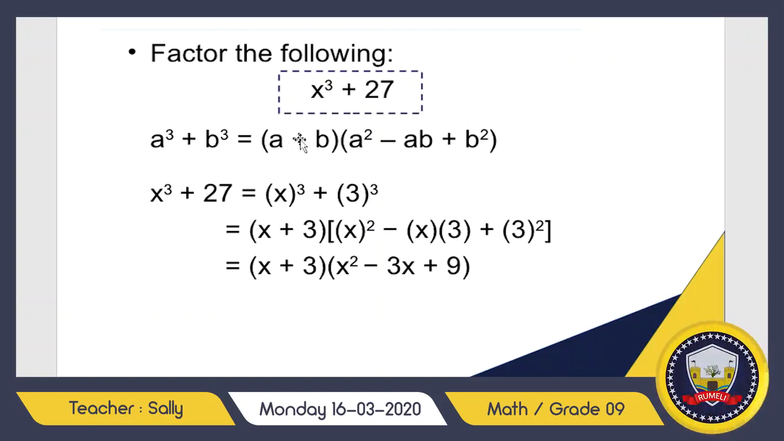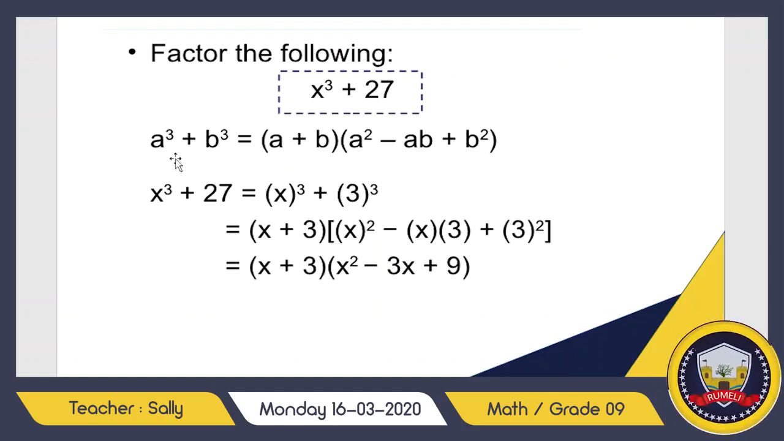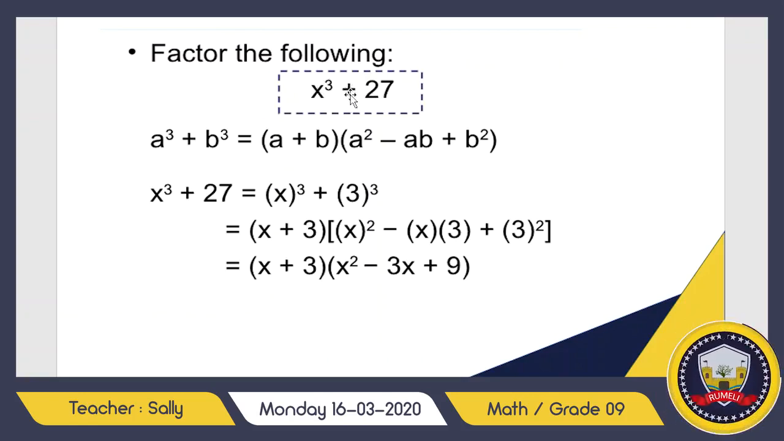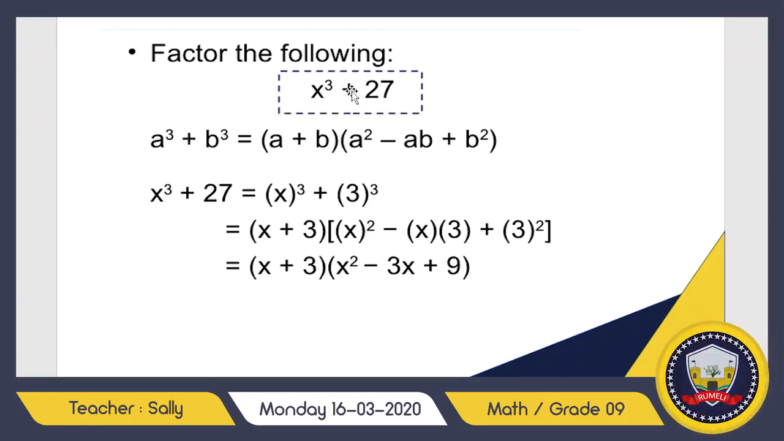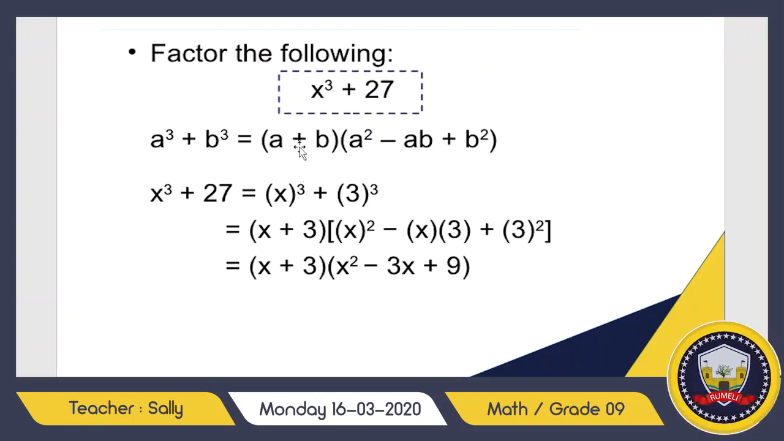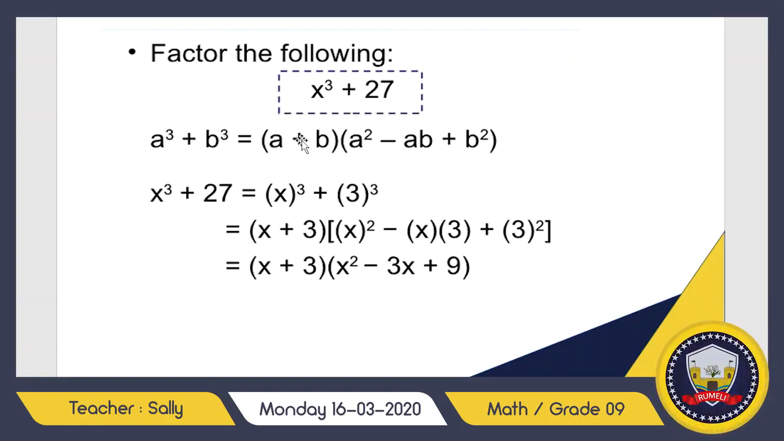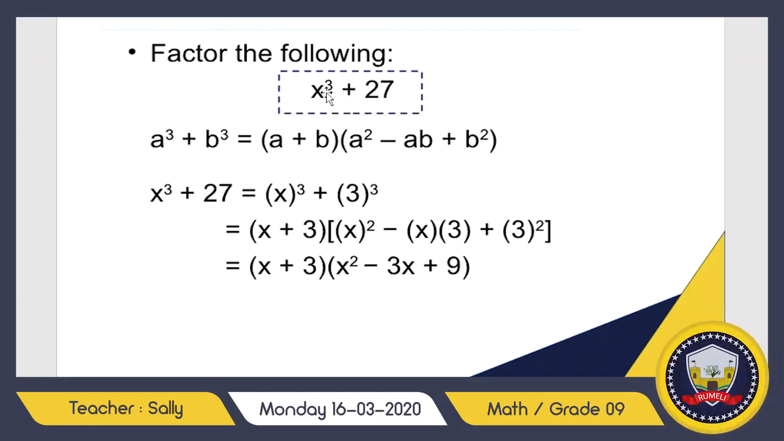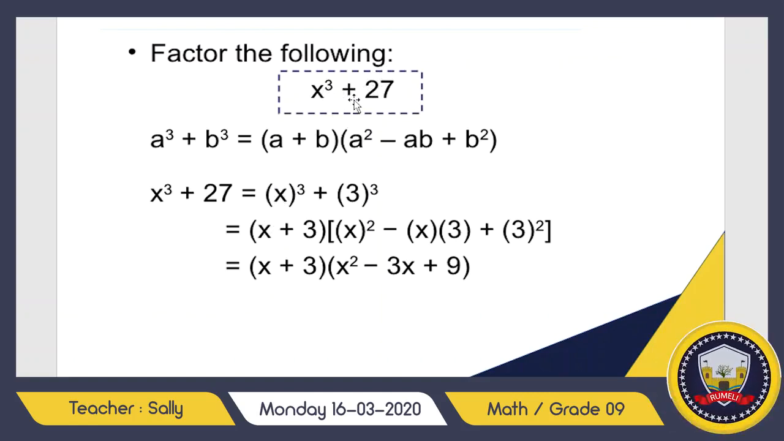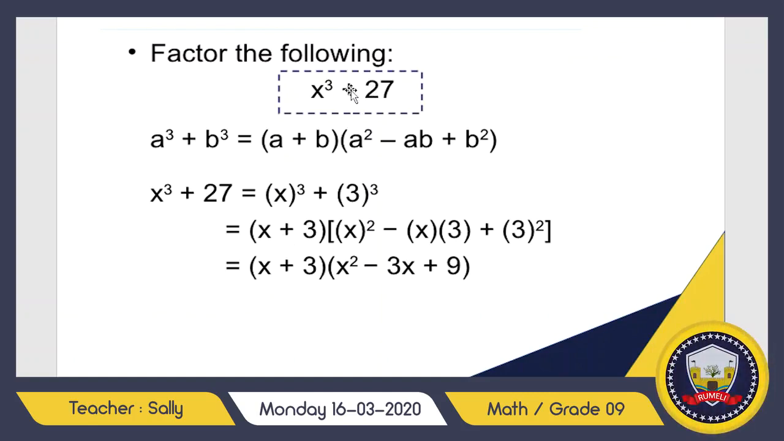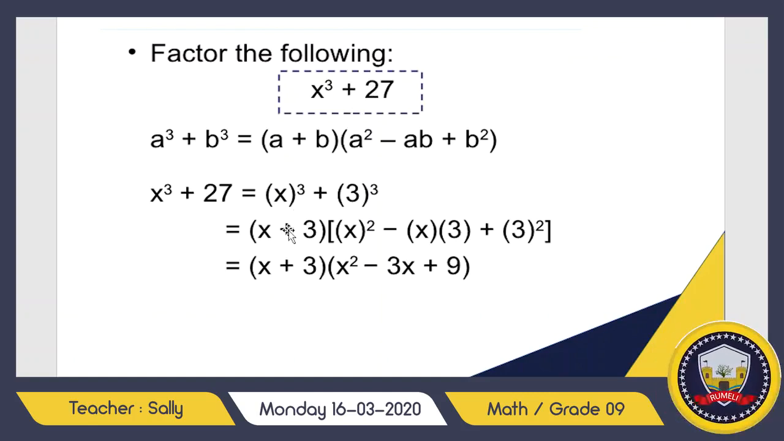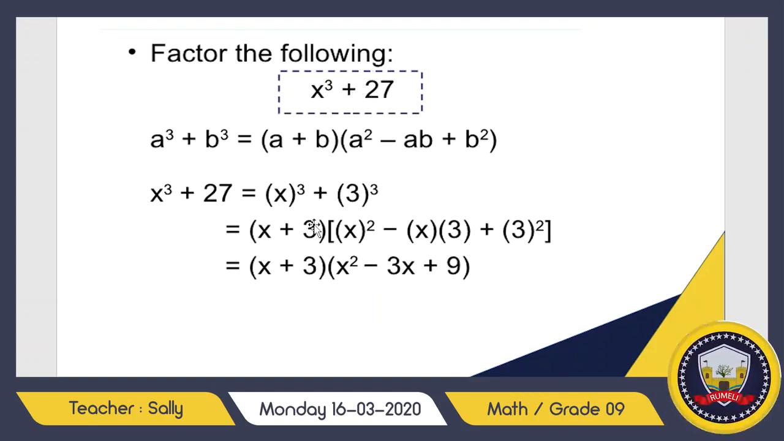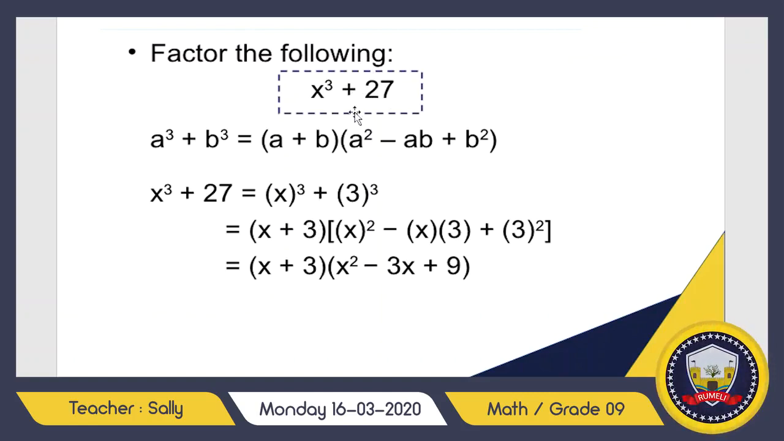The first bracket should contain the cubic root of the first term, and as the problem has a plus sign, I put the same operation sign inside the first bracket. Plus, so I will put it plus. Then I will write the cubic root of the second term. The cubic root of the first term, x cubed, is x, plus, because the problem has plus. Then the cubic root of 27 is 3. So now the first bracket is done.